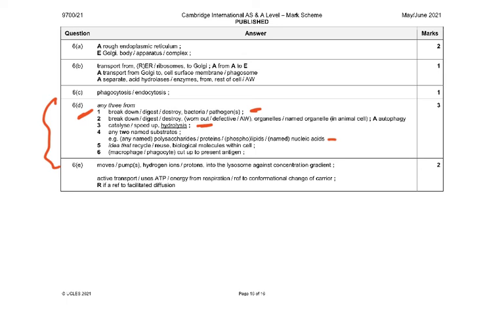Then the fact that they can recycle or reuse the biological molecules. Like for instance, if the cell membrane is broken up, then the cell membrane is going to result in phosphates and the glycerol and the fatty acids. So these could be reused. If the nucleic acids are broken down, then the nucleotides can be reused by the cell. So reuse the biological molecules within the cell. Then the phagocytes cut up to present the antigen. Yes, the macrophage becomes the antigen presenting cell. So the macrophage or phagocyte cuts up to present the antigen and become an antigen presenting cell.